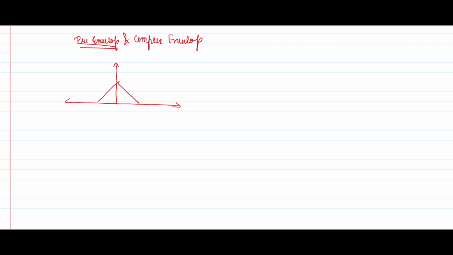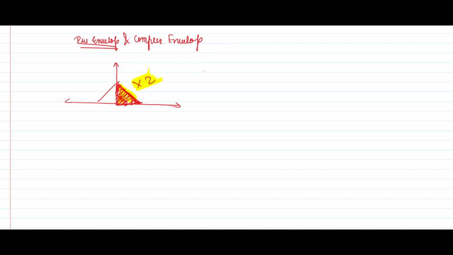So pre-envelope is actually the real positive part multiplied by 2. So this is the pre-envelope. This multiplied by 2 is the pre-envelope. So how can you determine it?